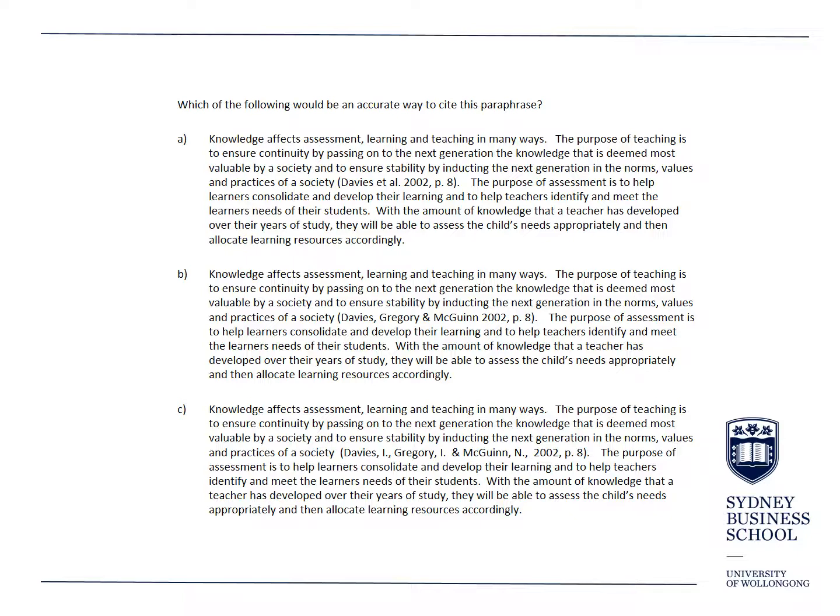Here we have three different paraphrases with a page number in each, and they've been included in the paragraphs in three different ways. In the top paragraph on line 4, we have Davies et al. The second paragraph, we have Davies, Gregory and McGuinn. The third paragraph, we have Davies I, Gregory I and McGuinn N.